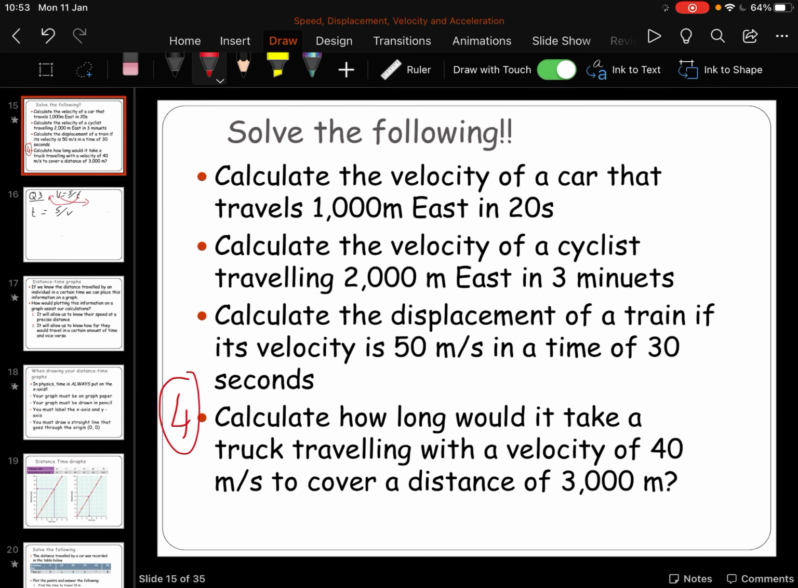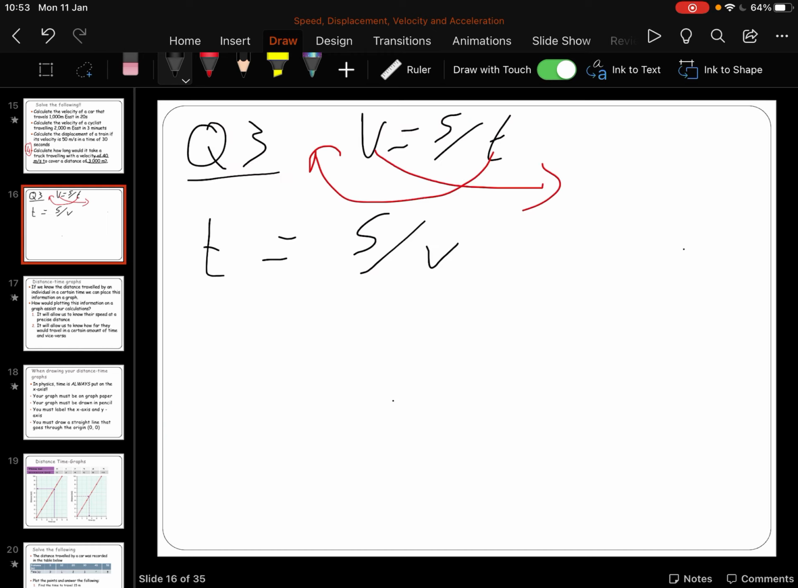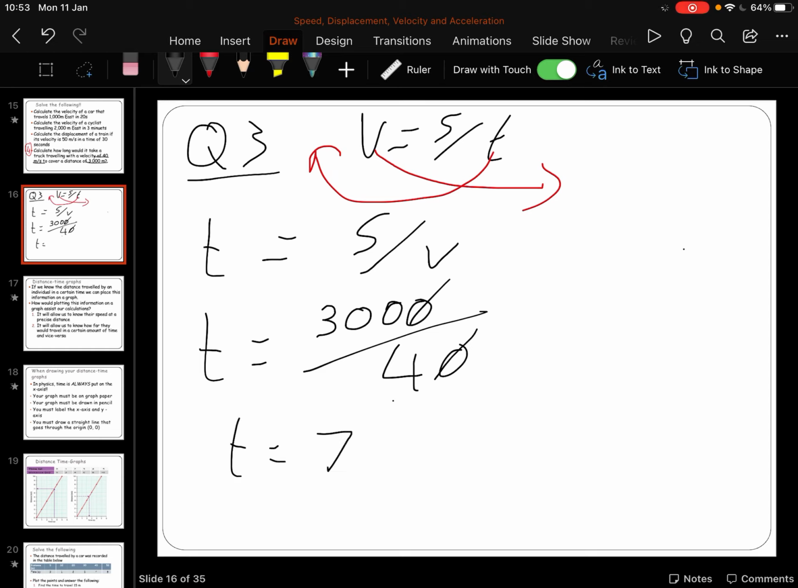Okay, now let's go back to our question. A velocity of 40 meters per second to cover a distance of 3,000 meters. So my displacement is 3,000 meters and my velocity was 40. And the 4 cancels there. So 300 divided by 4 gives us 75. 75 seconds.